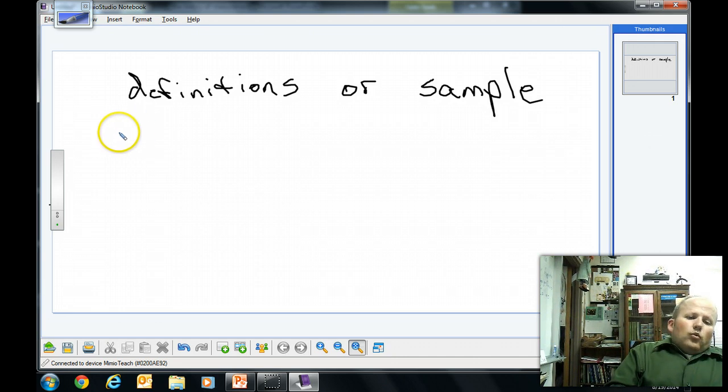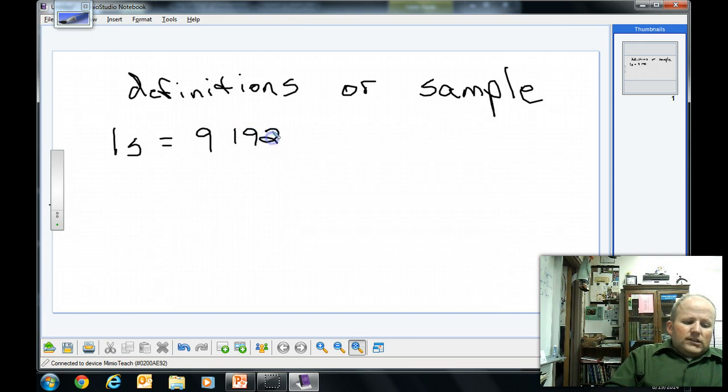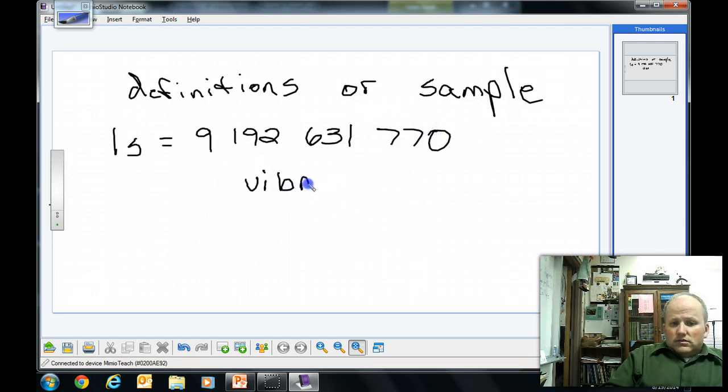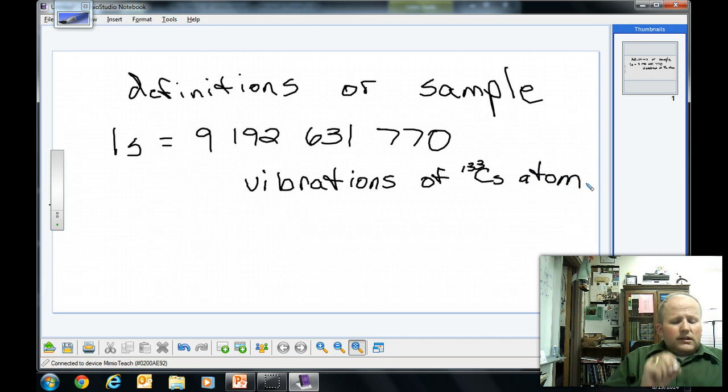We have now determined, through science, that a second is equal to 9,192,631,770 vibrations of a cesium-133 atom. Scientists have determined that at a certain temperature, this kind of atom on the periodic table vibrates at a certain rate, and if it vibrates that many times, that's now how we define a second.